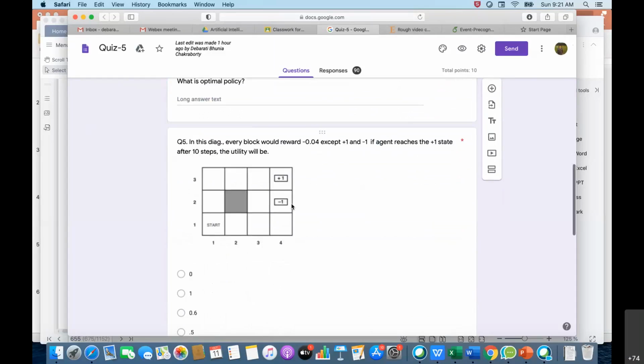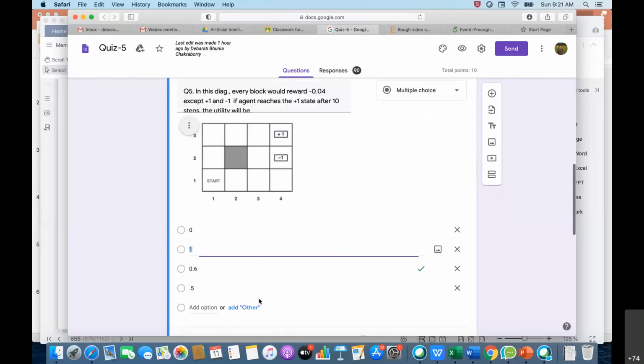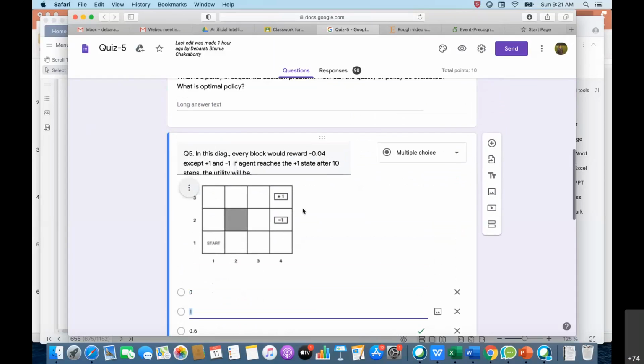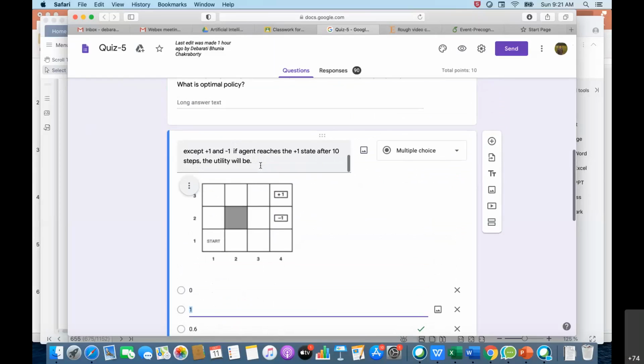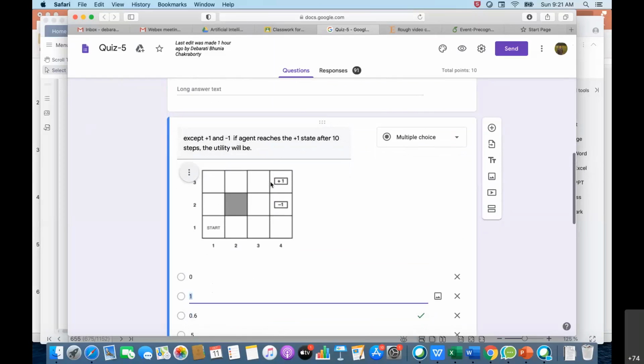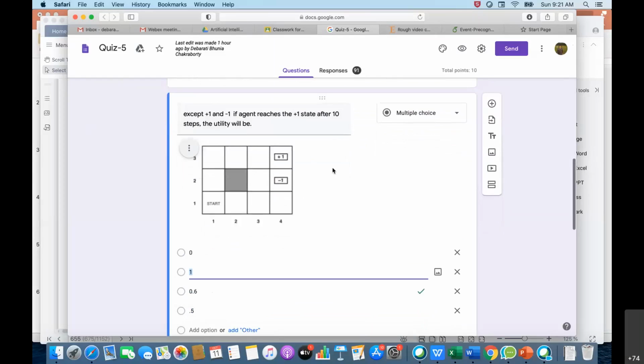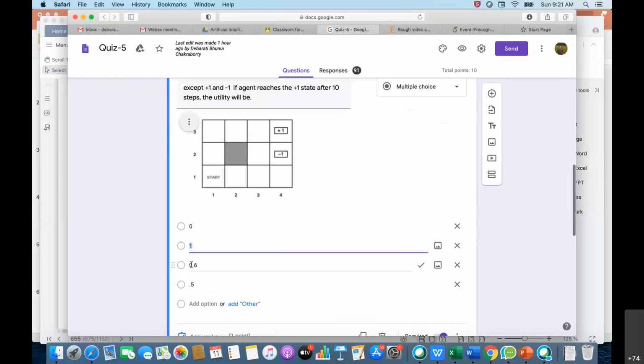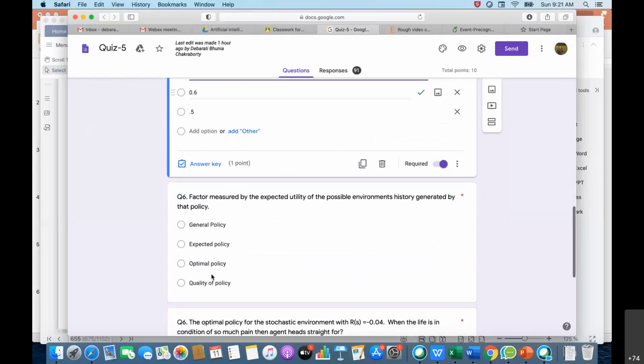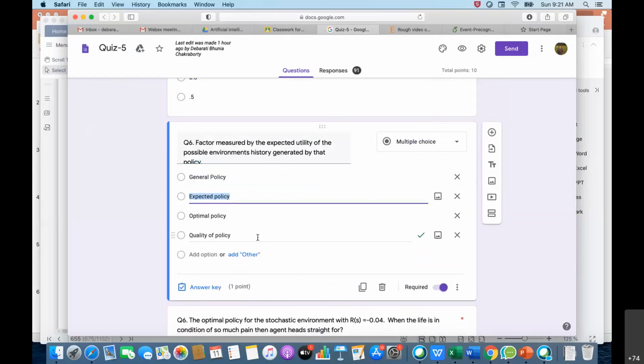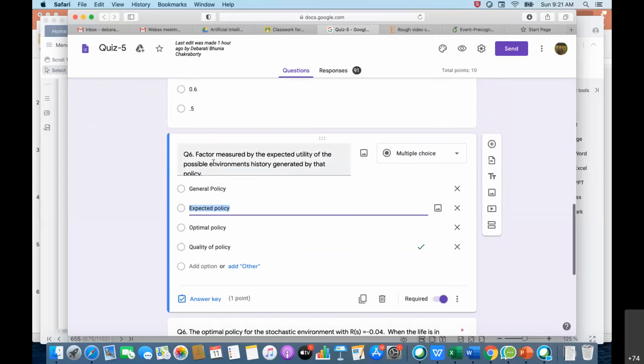Now this example also I have discussed. In this diagram, every block has a reward of minus 0.04. And if the agent reaches the plus one state after 10 steps, what is going to be the utility? That is plus one plus 10 into minus 0.04, which is going to be 0.6. Now again, the fact is measured by the expected utility of possible environment histories.